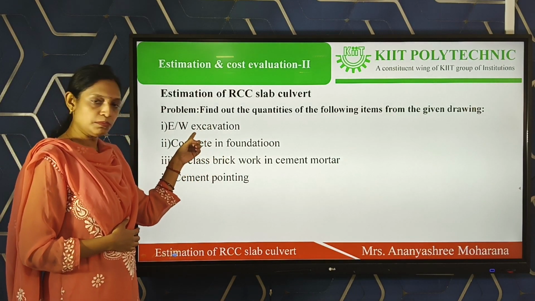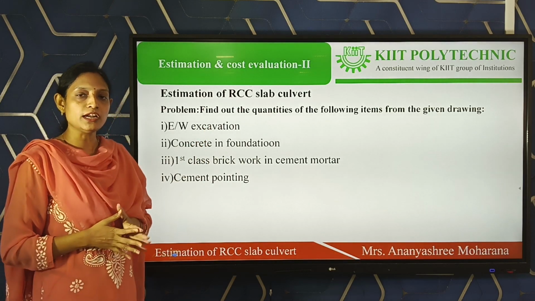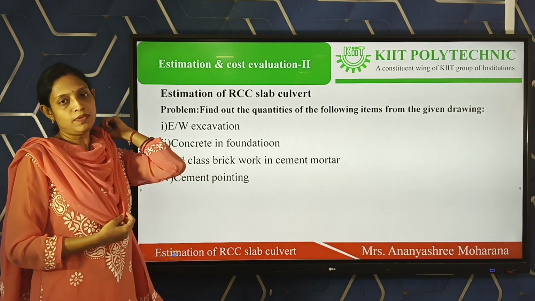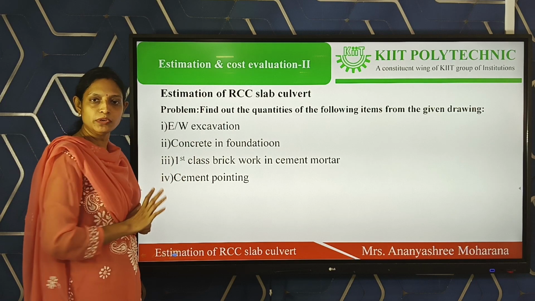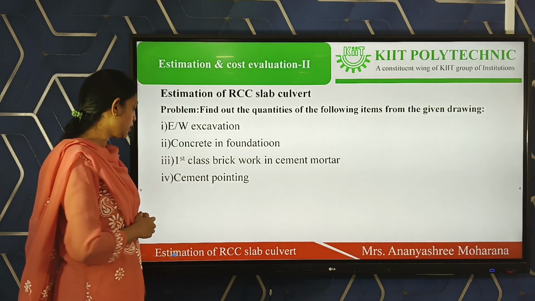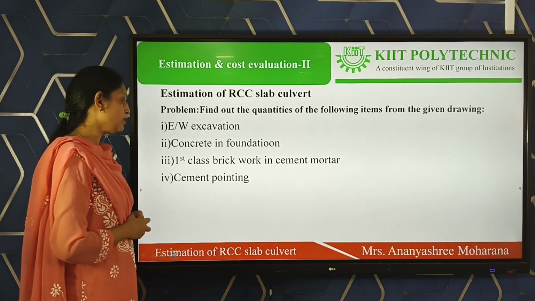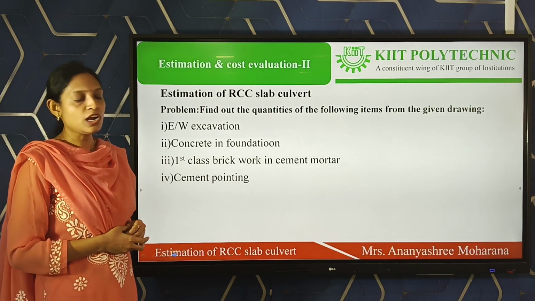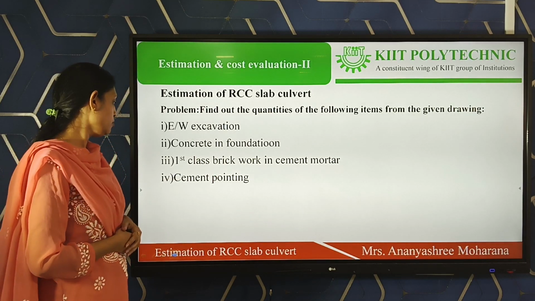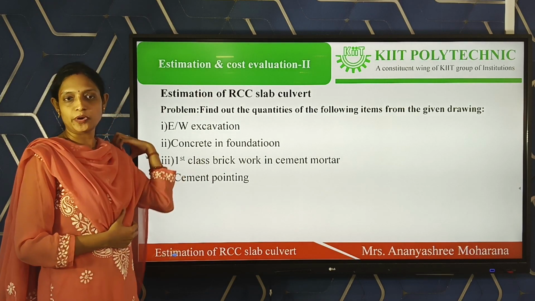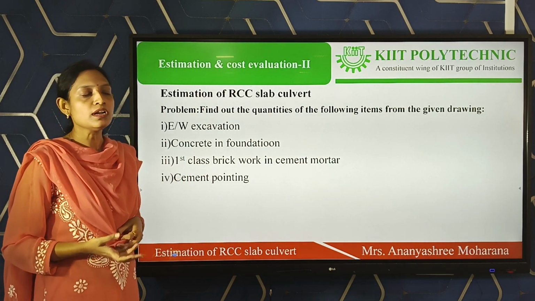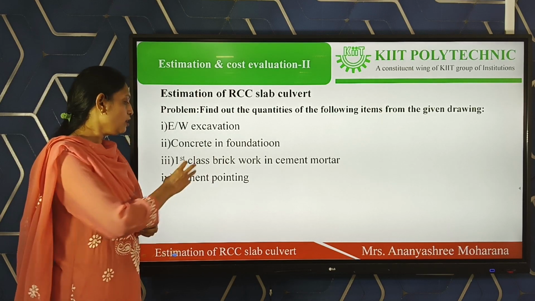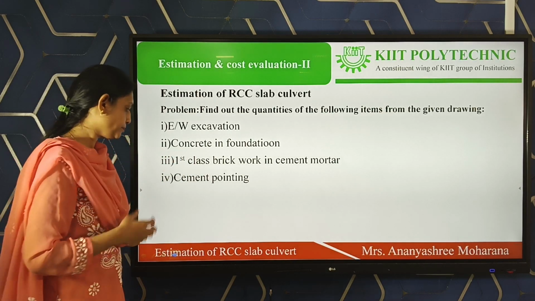Then second one is concrete in foundation. After excavation, we have to put the concrete and construct the foundation. For that part, how much concrete we need, we have to calculate. Then third item is first class brickwork in cement mortar. That means how much brickwork is done here, we have to calculate. Then cement pointing. Cement pointing is nothing but a type of plastering, but roughly we are plastering.